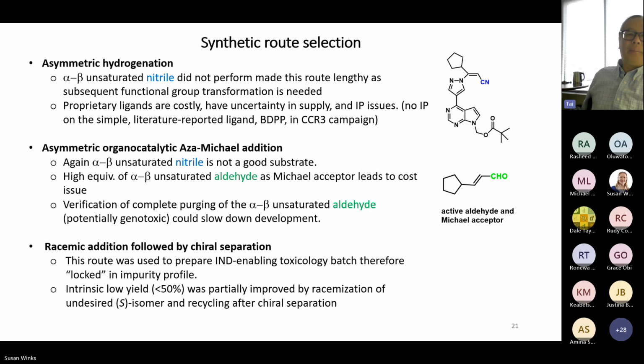So the third point becomes very important. If we use such a high excess of the Michael acceptor, we have to verify the complete purging of this reagent all the way down to the API level, possibly to ppm level. That would possibly slow things down and draw more scrutiny from regulatory agencies. So, we decided also not to pursue this route, even though the chemistry is pretty interesting. So, we reverted back to medicinal chemistry. We hunkered down and optimized the racemic addition, which is followed by a very large scale chiral chromatographic separation.